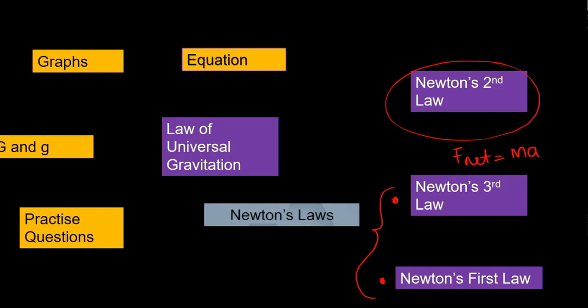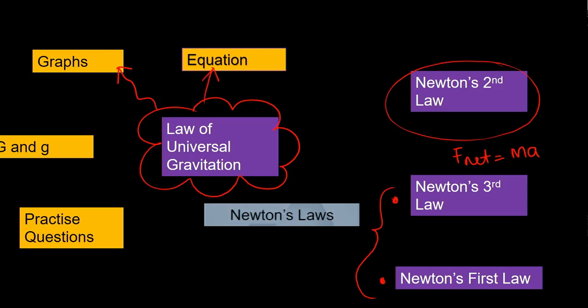So the one that we're really going to get into today is this law of universal gravitation. There are a couple of areas that we need to look at, big ideas. So we're going to start off with looking at the graphs that come out of his relationships between the force, mass, and distance between the objects. Then we're going to look at the equation that we use.